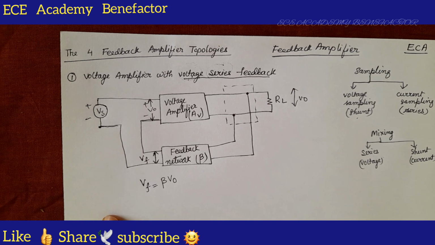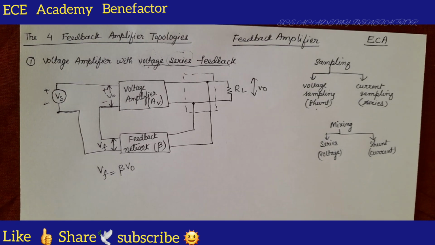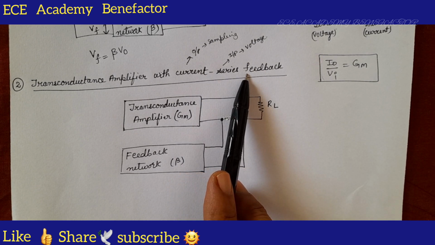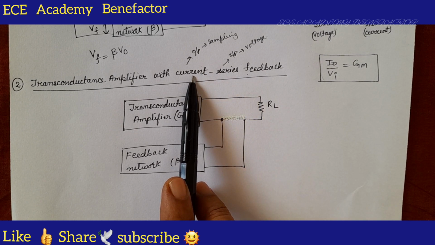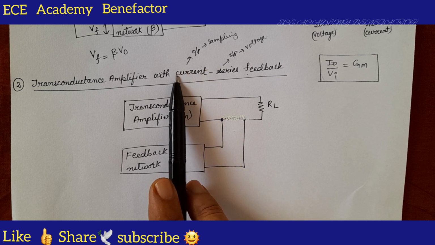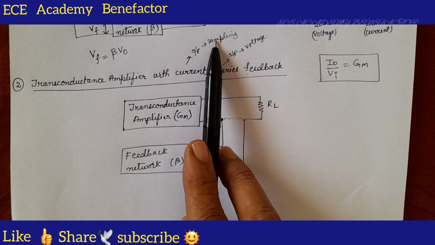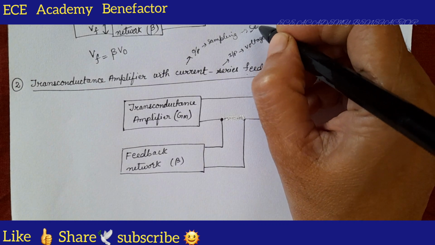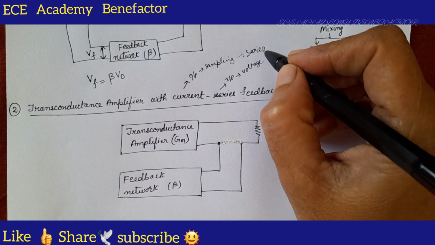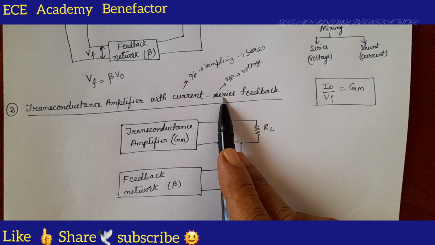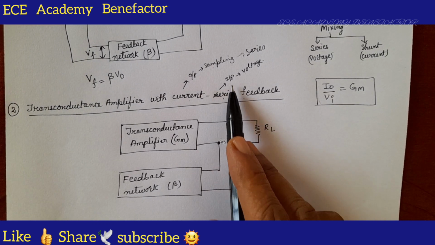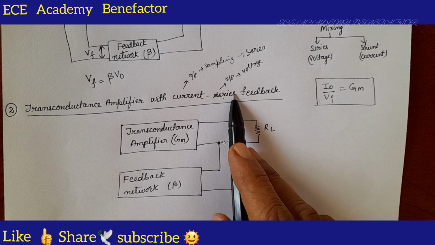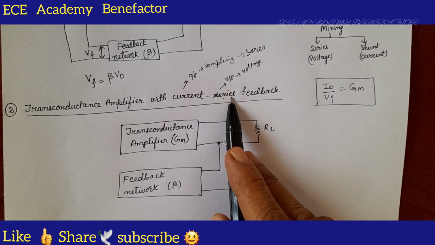Now let us see the current series feedback amplifier. The first word is current, that is the output. At the output side we do sampling. If it is current sampling, the connections are series connection. And the second word, series, is mixing at the input side. So at the input side, what mixing is done? Series mixing.